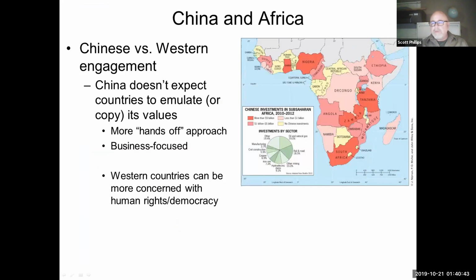Now, one thing to note on the difference between Chinese versus Western, meaning European or the United States, is that China has different expectations for their business partners. While the United States and Europe tend to establish conditions for trade like human rights and democracy, the Chinese tend to be more hands-off in their approach, more business-focused, where they're less concerned with issues such as human rights or democracy, but more focused on the benefits of trade between the two.